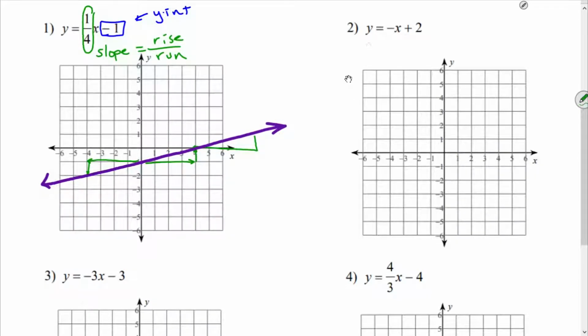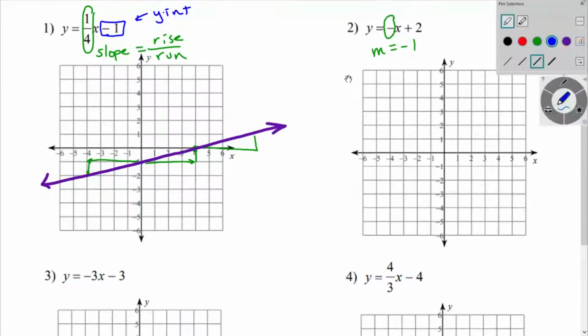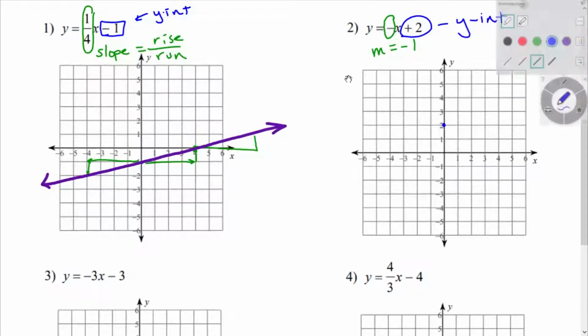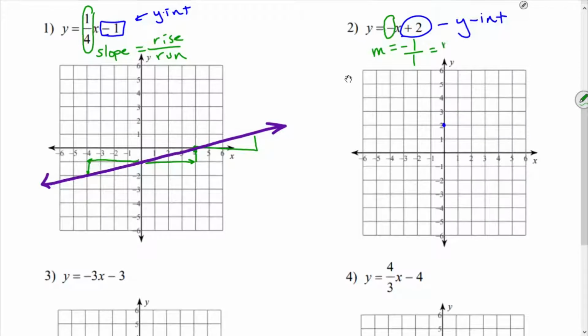In number 2, the slope is this negative sign, which means the slope is -1. And the y-intercept is +2. So I start from the y-intercept at +2, and then the slope is -1. Now, as a fraction, we think of that as -1 over 1, so I can clearly see the rise and the run. So each time I run 1, I will rise -1, or I'll drop 1.